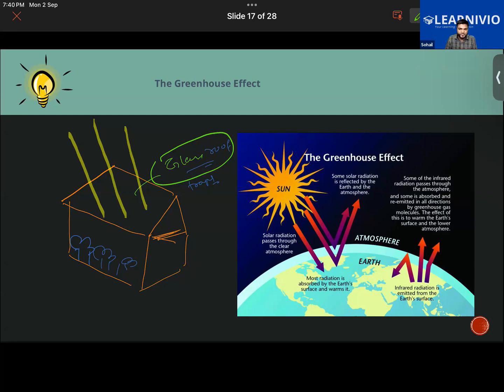Getting it now? As we also know, the sun's rays contain infrared radiation. The sun's rays that fall on Earth contain infrared in them.